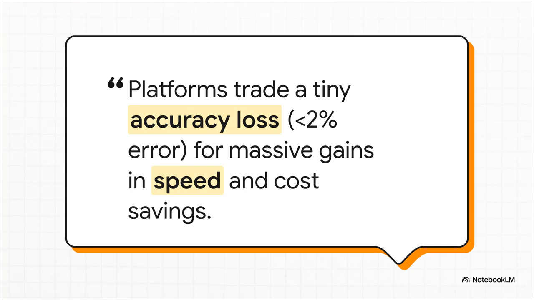You basically agree to accept a teeny tiny bit of inaccuracy. We're talking an error margin of less than 2% usually. And what you get back in return is a system that's thousands of times faster and way more efficient. It's like the perfect engineering deal.